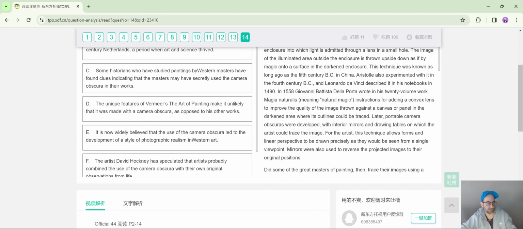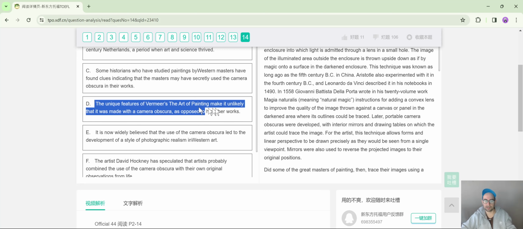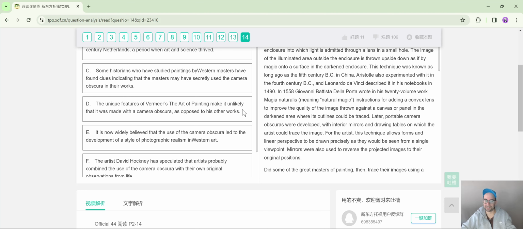The unique features of Vermeer's The Art of Painting make it unlikely that it was made with camera obscura, as opposed to his other works. So be careful, and some hard ones. We remember The Art of Painting in one of our questions, but the funny thing about choice D here is this is the opposite information of what was in that question and answer. We think he did use it actually. So some of the wrong answers could be opposite information. So be aware of that. All right, so it's probably not D.